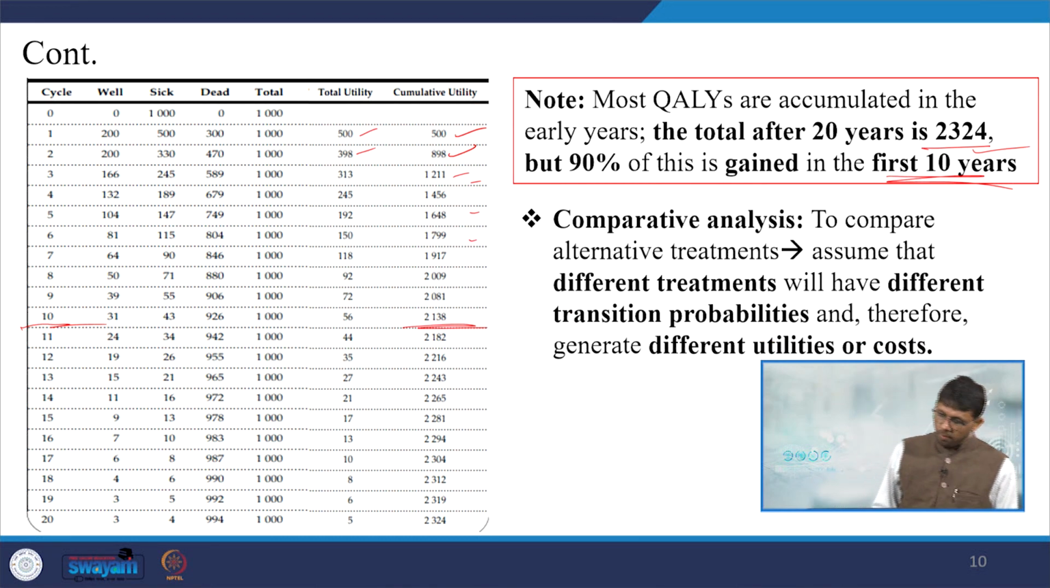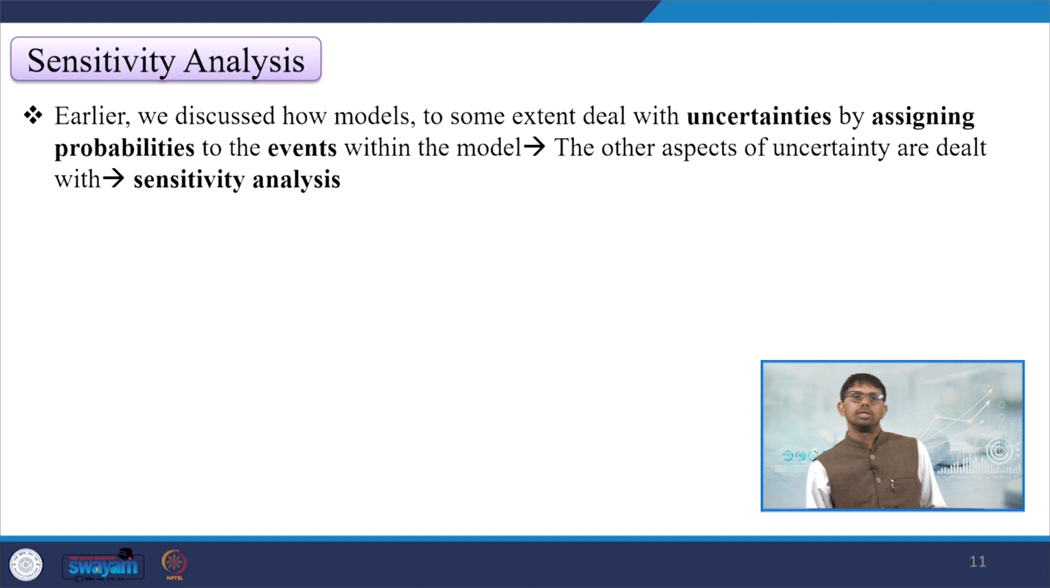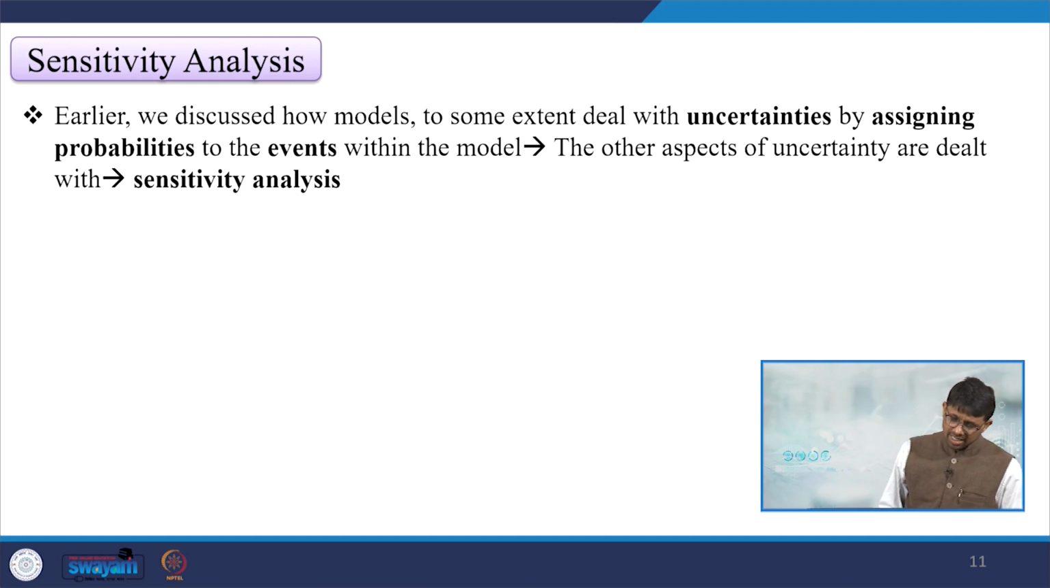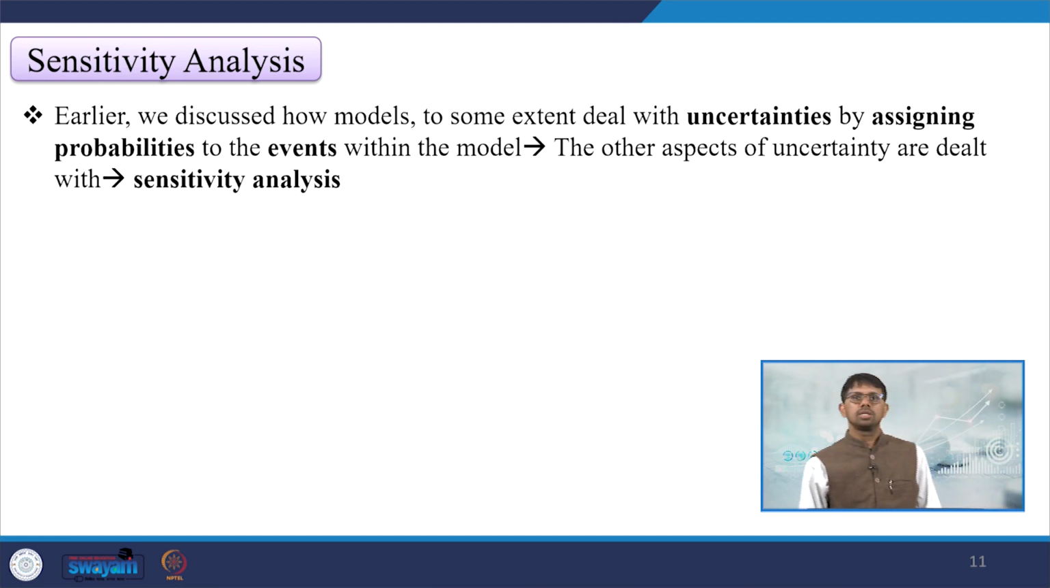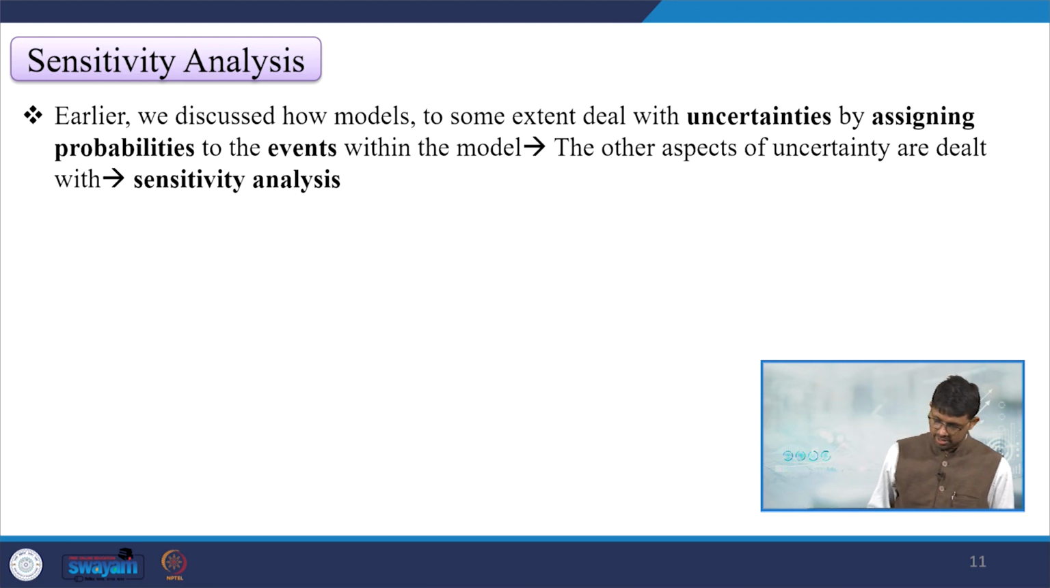So, to compare alternative treatments, assume that different treatments will have different transition probabilities and therefore generate different utilities or costs. Since there are transition probabilities, hence it will have different utilities. So, let us discuss sensitivity analysis. Earlier we discussed how models to some extent deal with uncertainties by assuming probabilities for the events within the model. The other aspects of uncertainty are dealt with by sensitivity analysis.